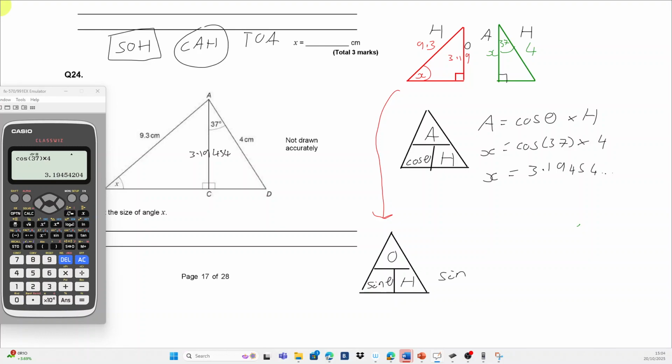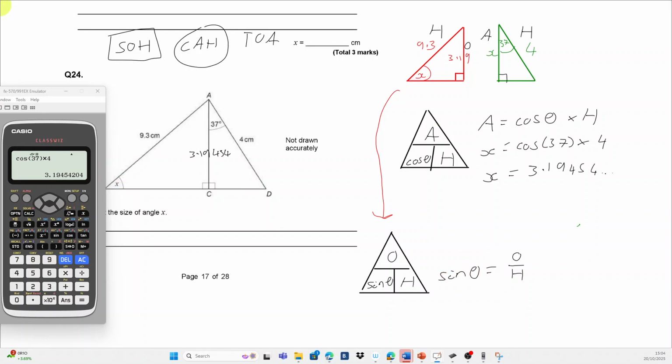So write down sine theta is equal to the opposite side divided by the hypotenuse. Opposite divided by hypotenuse. Then we're going to put in our values. So sine of the angle, or the angle's x, that's what I'm trying to find.